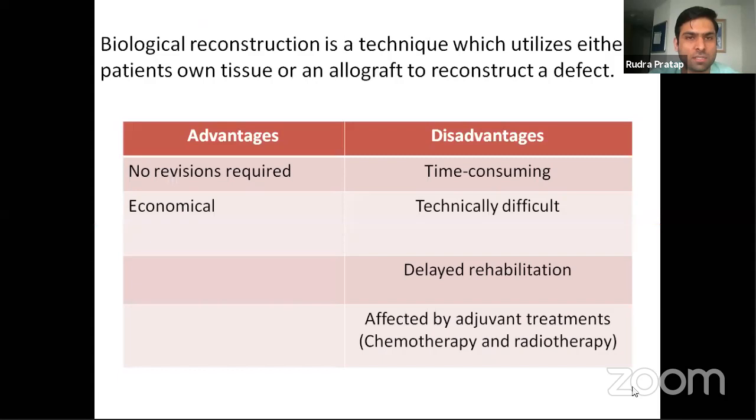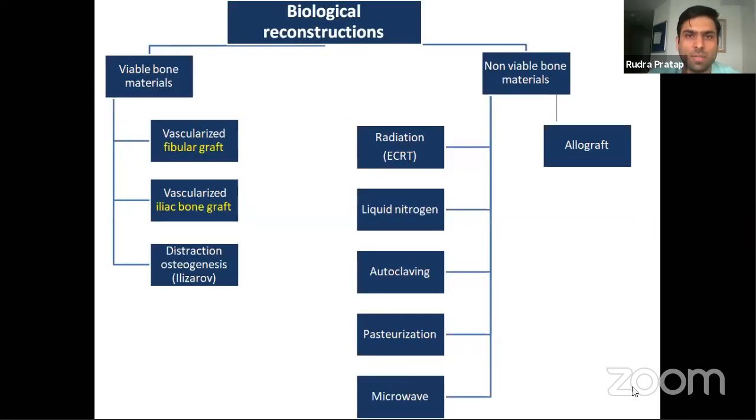Biological reconstruction is a technique which utilizes either the patient's own tissue or an allograft to reconstruct the defect. The advantages of this technique are, first, no revisions are required, and second, it's an economical procedure. The disadvantages of the procedure are that it is time consuming and technically difficult to do and learn. These reconstructions have delayed rehabilitation, and they are affected by adjuvant therapies like chemotherapy and radiotherapy.